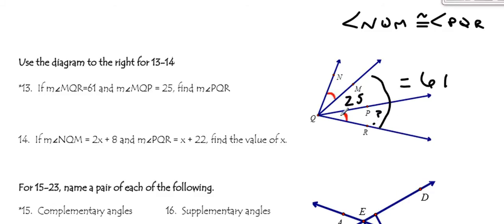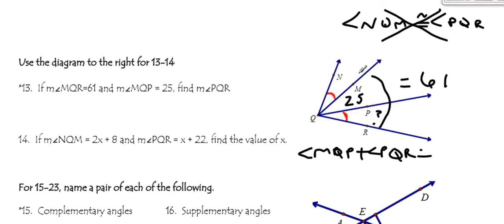Well, turns out these little red arcs right here are not helping us in this problem because we don't know if this MQP is congruent to this PQR. But what we do know is the angle addition postulate is true as well. The angle addition postulate says that this angle, MQP, plus this angle, PQR, is going to equal the entire angle, MQR. So we were told MQP, which is 25, plus PQR, which we don't know, equals MQR, which is 61.